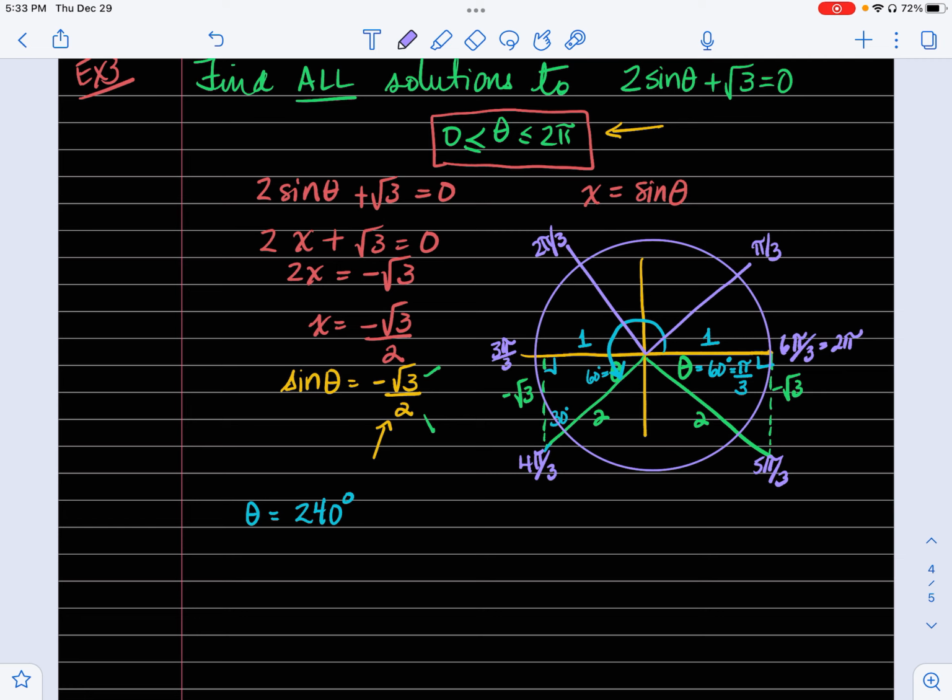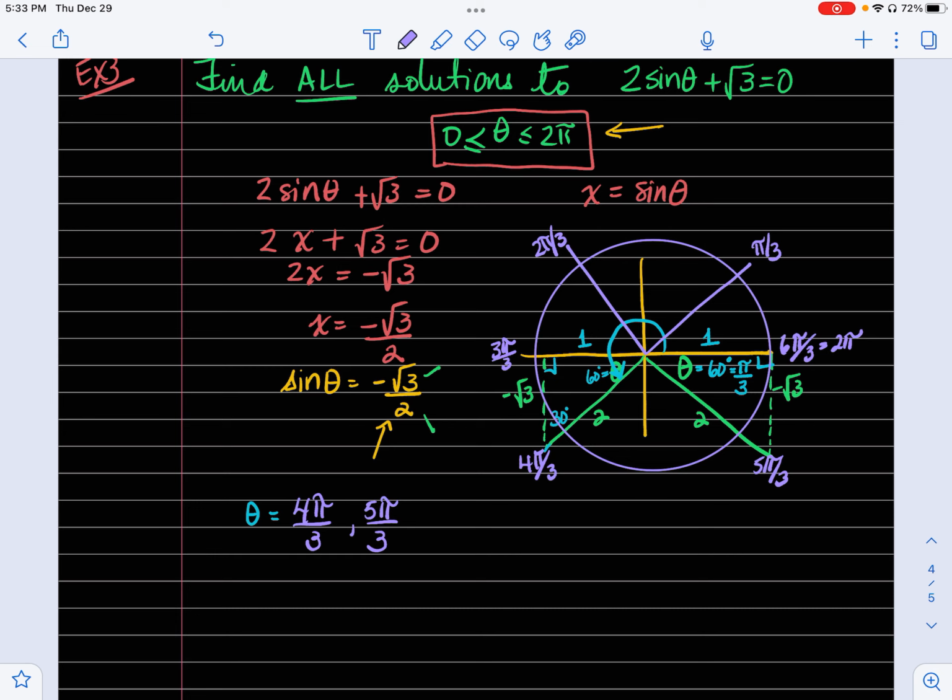So our angles are 4 pi over 3. I can delete the degree part here. And the next one is 5 pi over 3. And all the answers needed to be restricted between 0 and 2 pi.